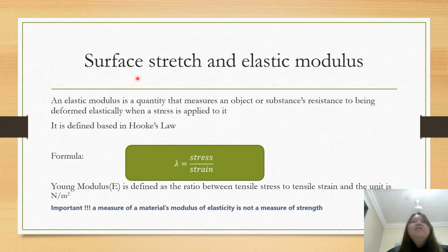Now I would like to talk about the surface stress and elastic modulus. An elastic modulus is a quantity that measures an object or substance's resistance to being deformed elastically when stress is applied to it. So it's defined based on Hooke's law. The formula is modulus equals stress over strain. So Young's modulus is defined as the ratio between tensile stress and tensile strain, and the unit is Newton per meter squared.